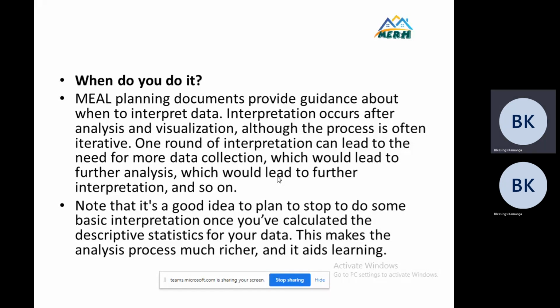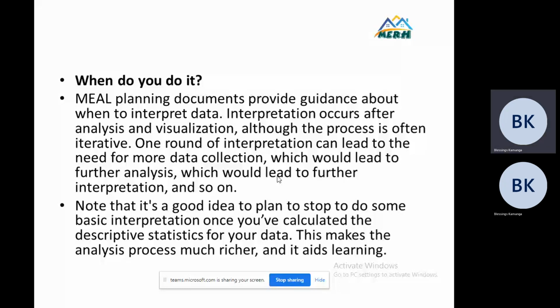So we should lead to interpretation and so on. Note that it is a good idea to plan to stop to do some basic interpretation once you've prepared the statistics for data. So once you've created the statistics, you create the tables, then you create the interpretations, and that interpretation can actually lead you to understand what else you need to do in terms of data that you have. So this makes the analysis process much richer and it aids in learning.